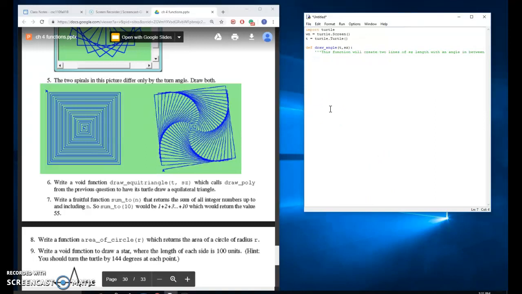Next, in the function, I'll be writing the three commands that will make the two lines with an angle in between. So first, T will move forward an SC amount of length. Then it will turn right by 90 degrees, since this is a perfect square spiral. And then forward by SC again.